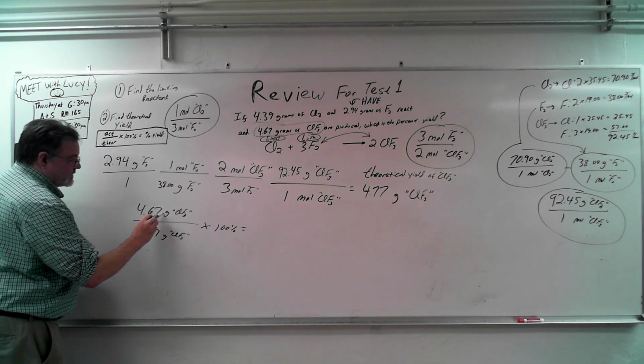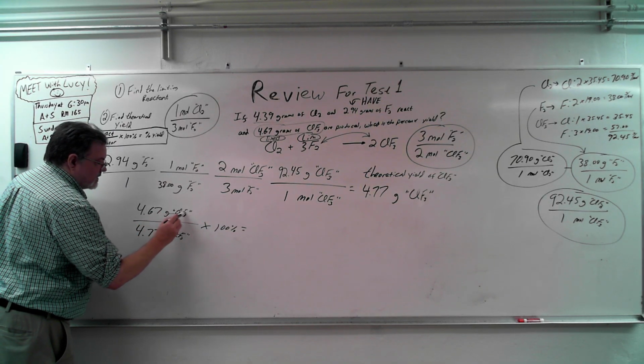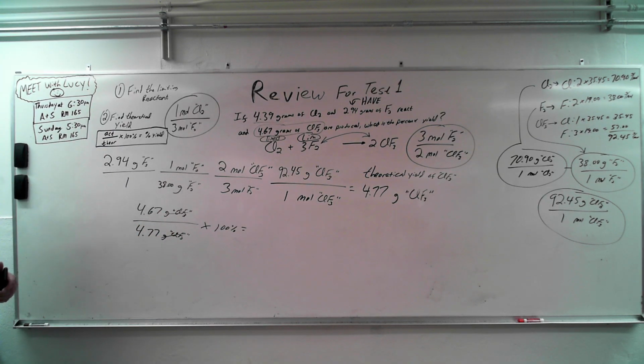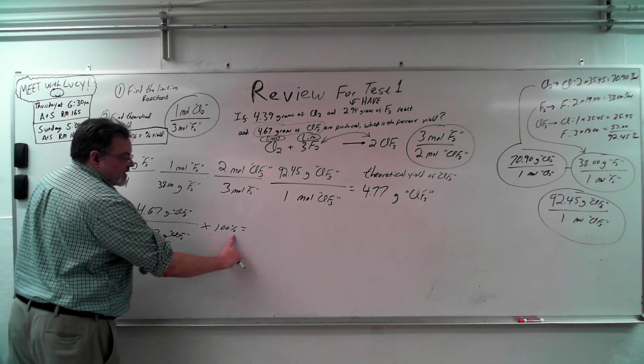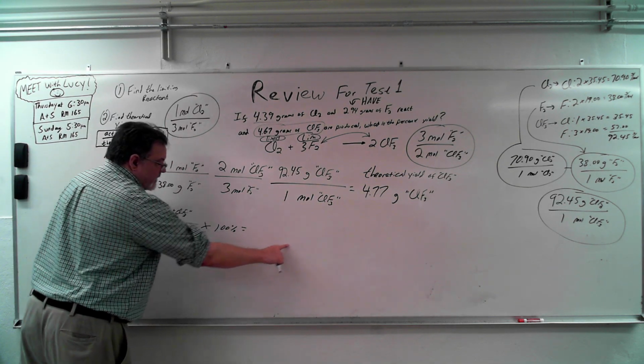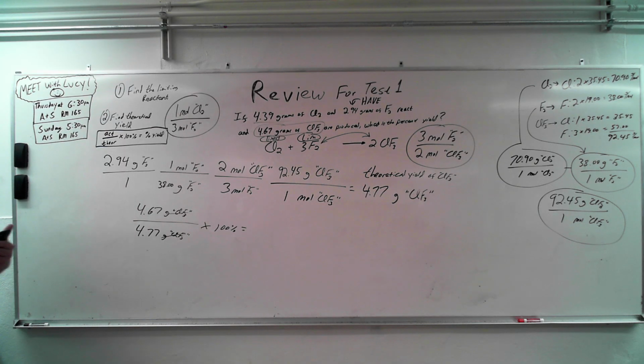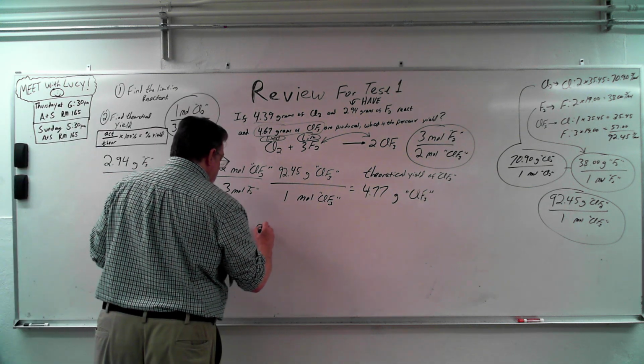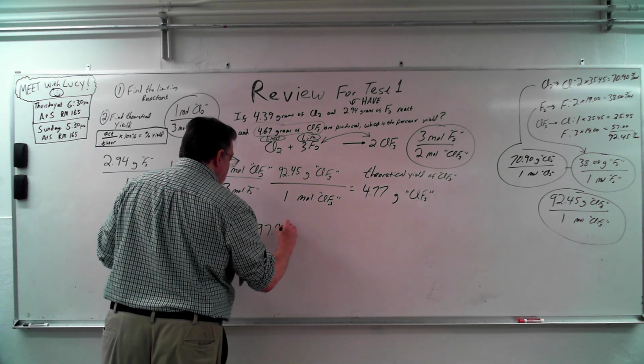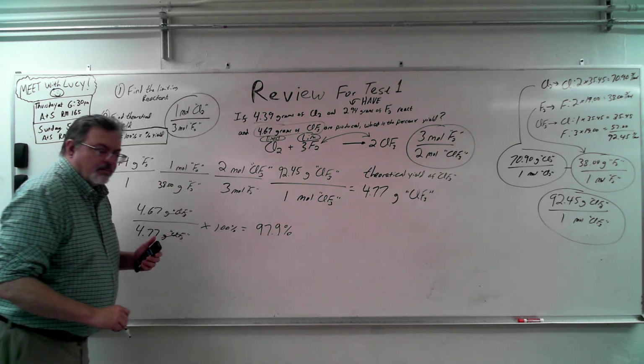And notice this cancels and this cancels. It's frequently said that the percent yield is unitless. Technically, this is a unit, and it does end up over here. But this is what they mean. There's kind of no label there. 4.67 divided by 4.77 times 100 to 3 significant figures. That's the percent.